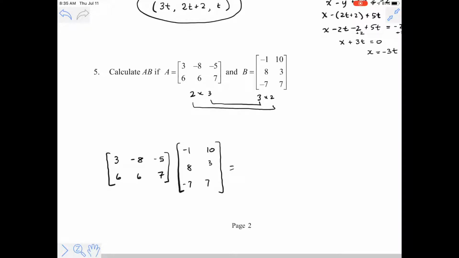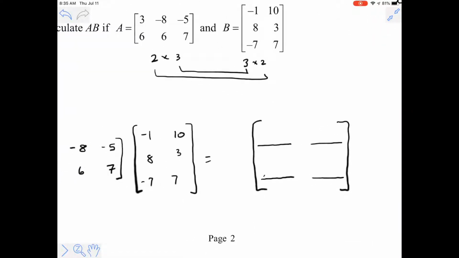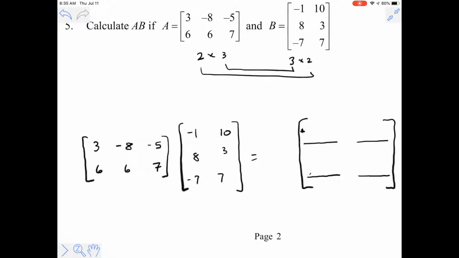So the resulting matrix, like I said, is going to be a 2x2. So it's going to have two rows, two columns. So this entry right here is in row 1, column 1. So remember what we talked about in class. You take row 1 and column 1 and combine using addition and multiplication.